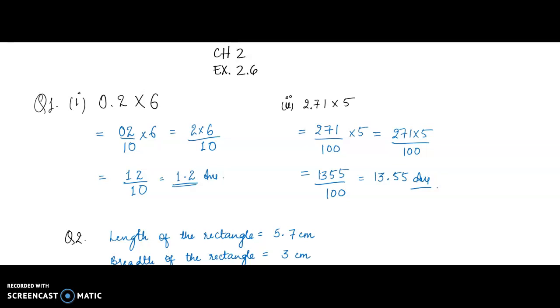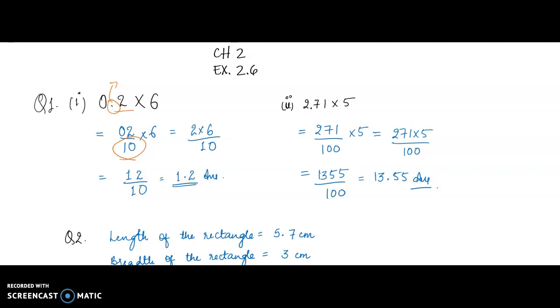Question number 1 says to find the product of 0.2 into 6. So I can remove this decimal from here and count how many digits are there after the decimal. One digit is there, so in the denominator I can bring 1 0 along with 1. This becomes 10 in the denominator and it becomes a fraction, that is 2 upon 10.